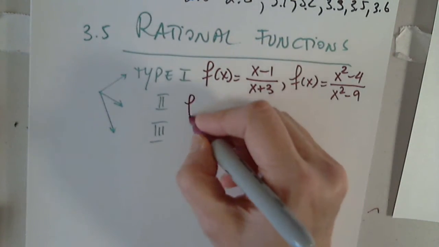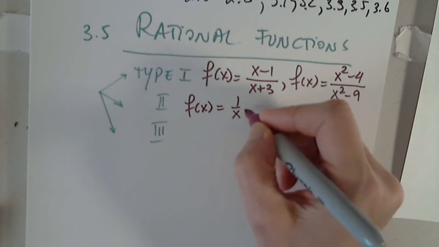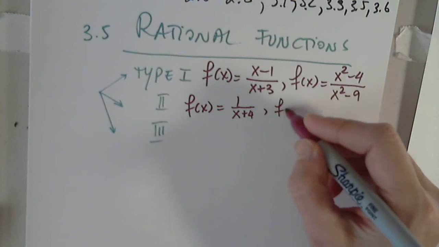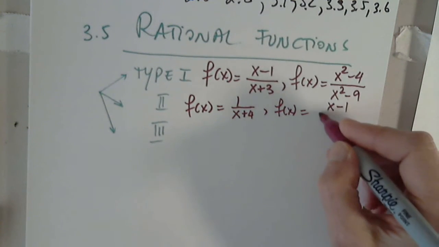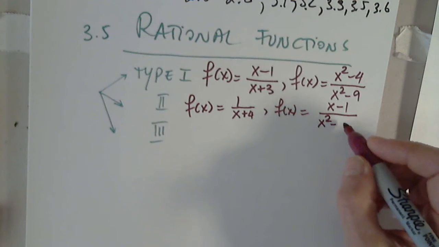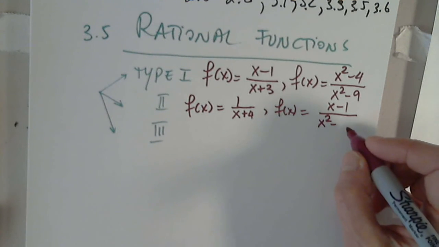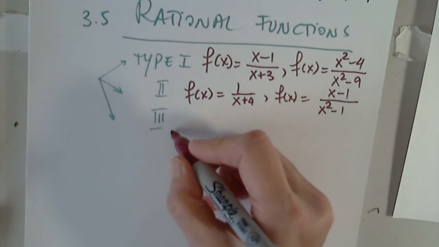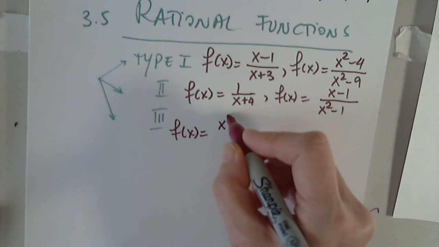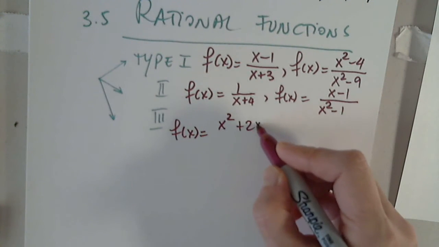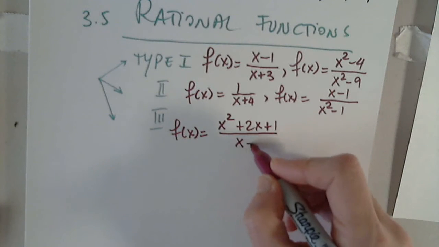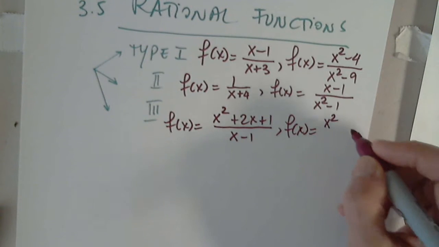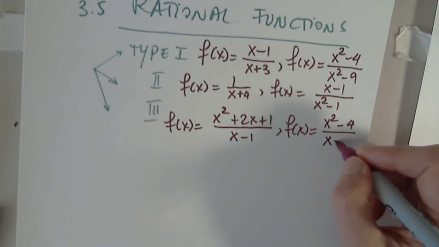Type 2, f of x, 1 over x plus 4. Another example, f of x is x minus 1 over x squared minus 1. These are 2 examples of type 2, and here's type 3, f of x equals x squared plus 2x plus 1 over x minus 1, and f of x equals x squared minus 4 over x minus 3.